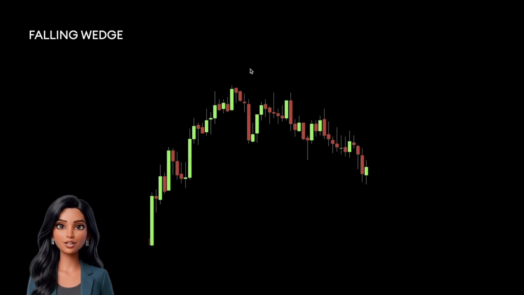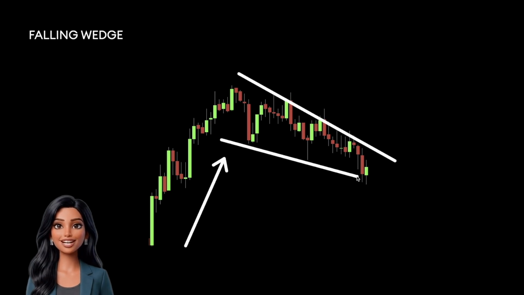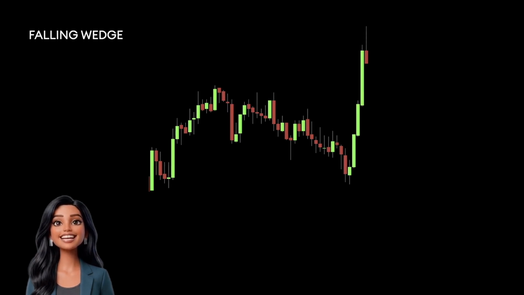In a bullish falling wedge, the price is in an uptrend and the falling wedge forms as a consolidation or a retracement. The tightening price range suggests that a breakout is imminent, and when the price breaks above the upper trend line, it signals a continuation of the trend.